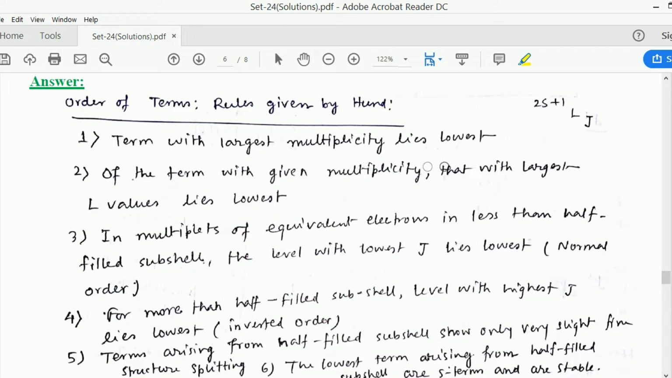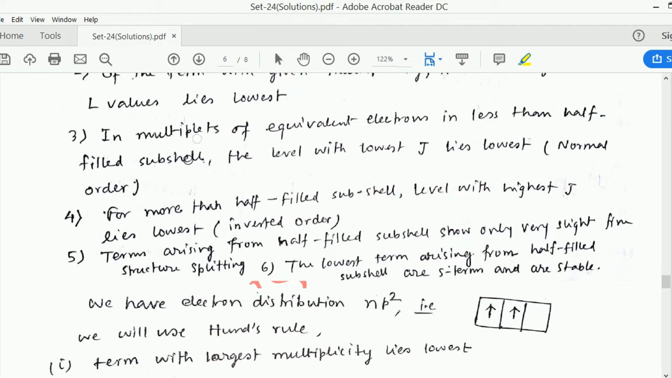Term with largest multiplicity will lie lowest. Of the terms with given multiplicity, that with largest L value lies lowest. In multiplets of equivalent electrons in a less than half filled subshell, the level with lowest J lies lowest. This is normal order. Lowest J lies lowest. So this is normal. For more than half filled subshell, the level with highest J lies lowest. So this is inverted. Highest, lowest.